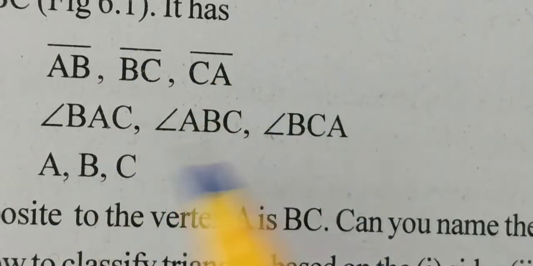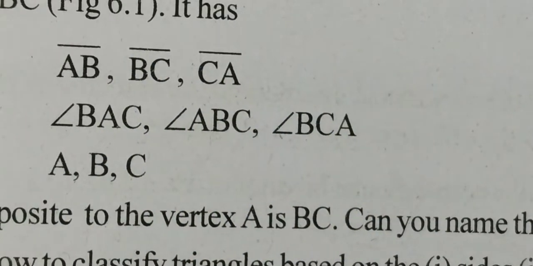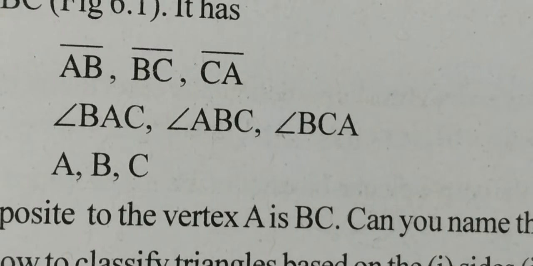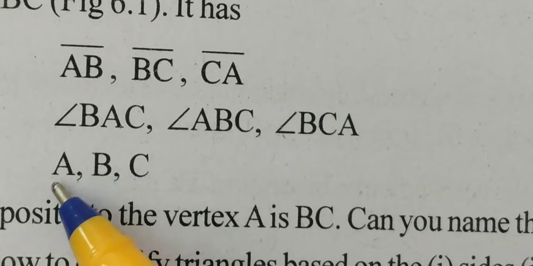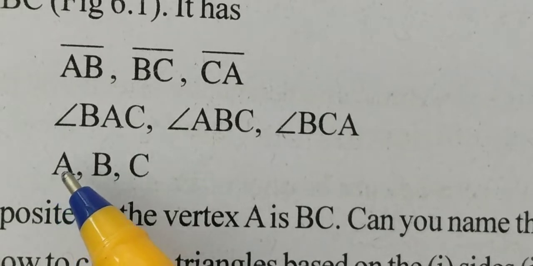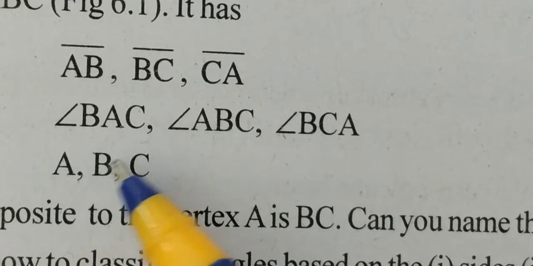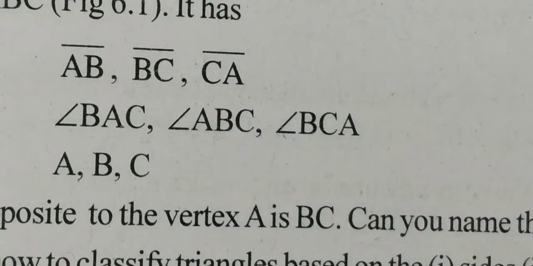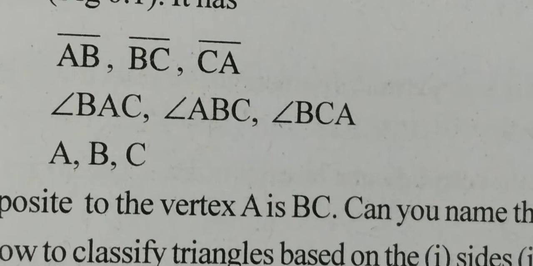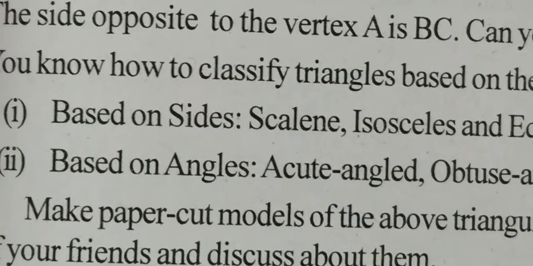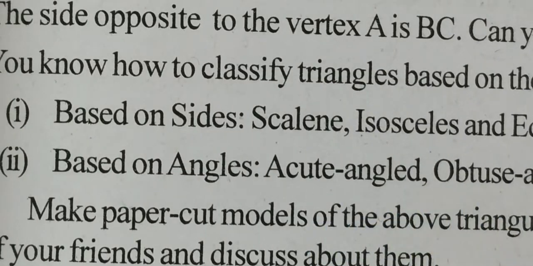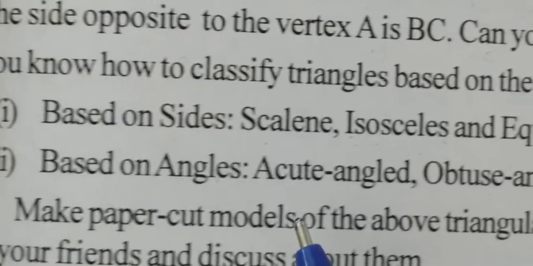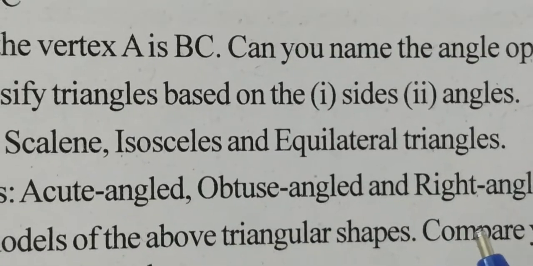So total 6 elements are there. 6 elements include 3 sides and 3 angles. Angles, on the other hand, are also considered as vertices, that is points, corners formed by 2 line segments, 2 arms of them. So A, B, C. Actually 6 elements are there in a triangle. And as you have studied in 6th standard, based on sides there are 3 types of triangles, and based on angles also there are 3 types of triangles, right?